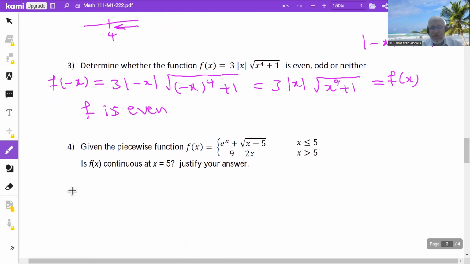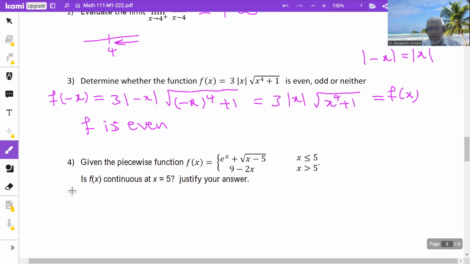Given the piecewise function, is f of x continuous at x equals 5? Well, the function would be continuous at x equals 5, if limit f of x when x approaches 5 equals f of 5. Okay? And here there are three conditions. F has to be defined at 5. Well, is f defined here at 5? Yes, it is defined because there is an equality. You can find f of 5 here.